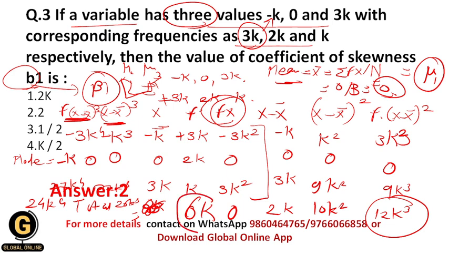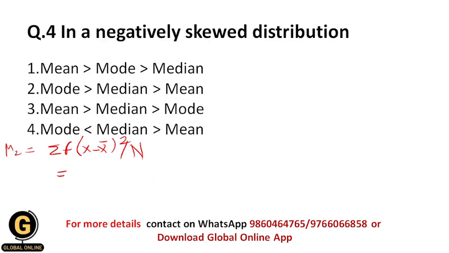So here 6k, because you need over here the summation of f, not basically the summation of all the numbers like capital N. So you need over here 12k cubed upon 6k. So why did we take 6k here? Because there is the summation of f, not only capital N. All of you understood, and that's why the mu2 value will be 2k squared.